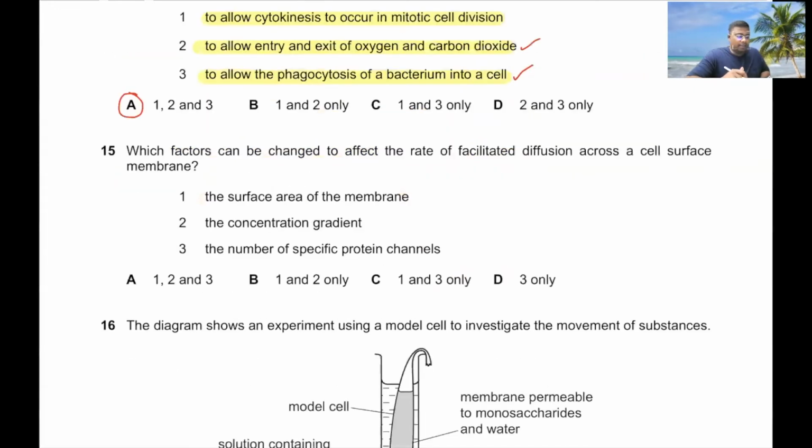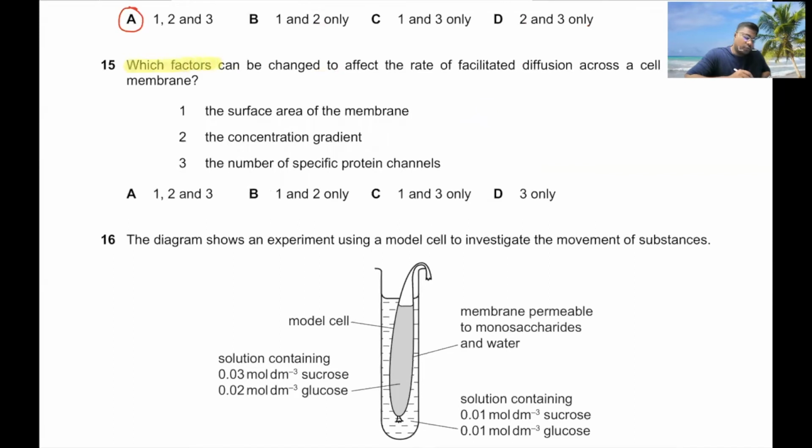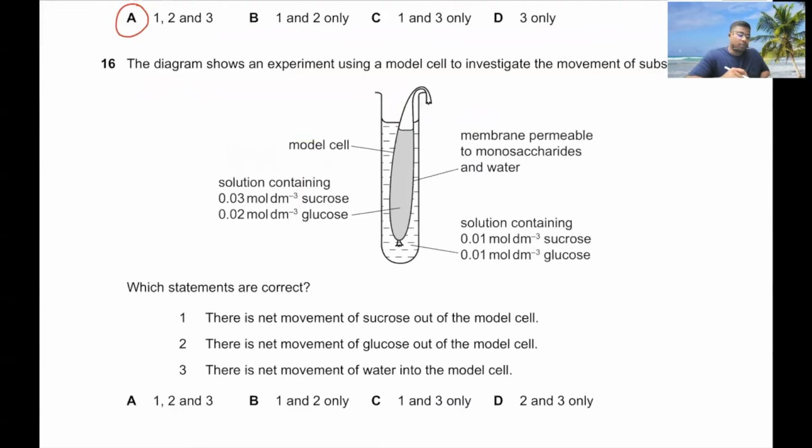Question number 14, A. Question number 15. Which factors can be changed to affect the rate of facilitated diffusion across a cell surface membrane? Number 1, the surface area of the membrane. If it is increased, the rate of facilitated diffusion will also increase. If the concentration gradient is increased, the rate will also increase. If the number of specific protein channels needed for facilitated diffusion is increased, the rate of diffusion will increase. So 15A. Question number 16.